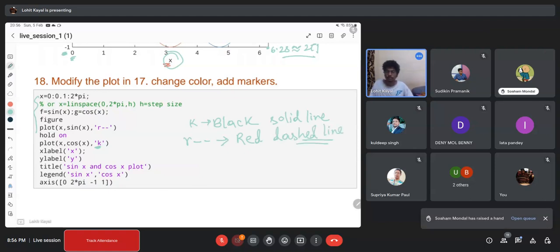Yeah, Shoham. So can we use hash code for this one? Hash code means? Color hash codes? Most probably no. I haven't tried that. Just try it.